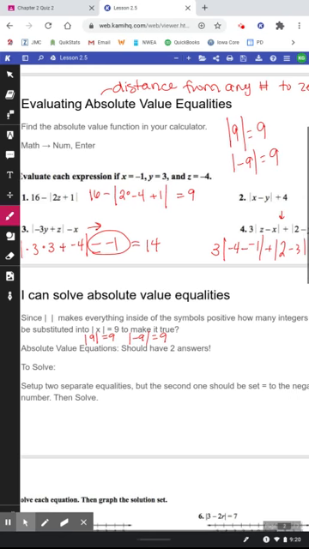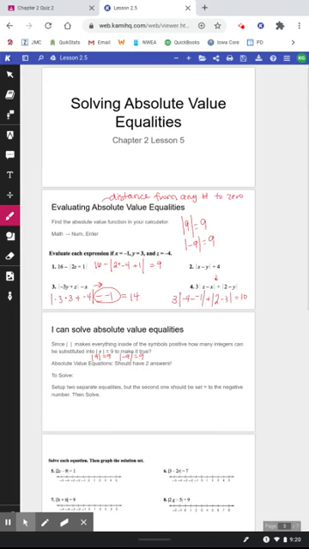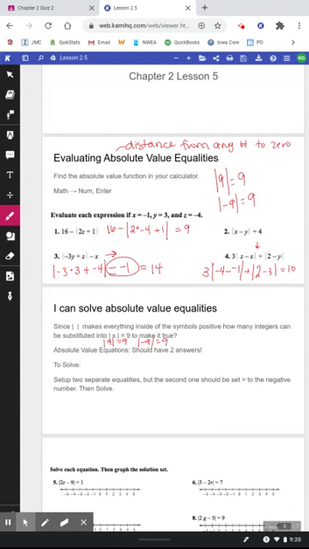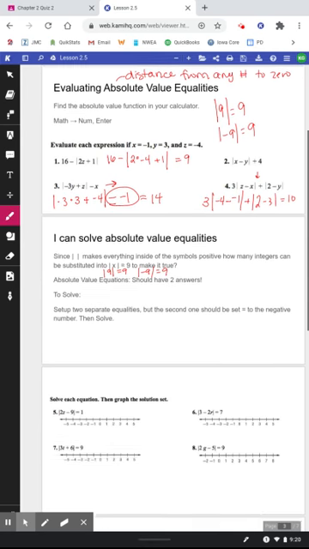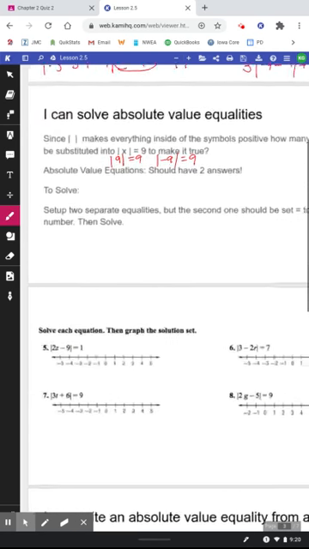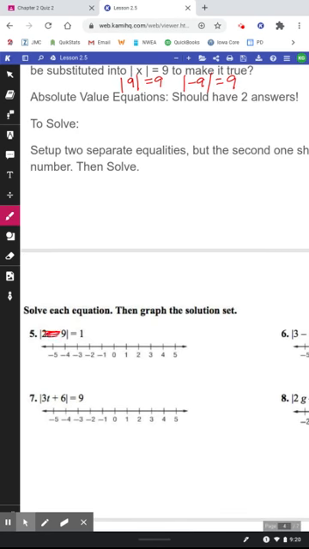So how are we going to go about solving it? What we're going to do is set up 2 separate equalities, but on the second one, we're going to set it equal to the negative number, and then we're going to solve them. So on number 5 here, if I would cover this up, I would ask you, what 2 numbers could you put into that absolute value and get out 1? And you would tell me that you could put in a positive 1 and you could put in a negative 1. And once you absolute value it, it will become positive.